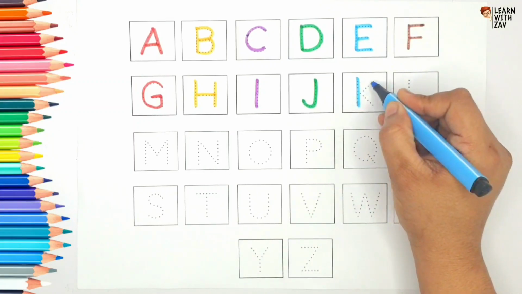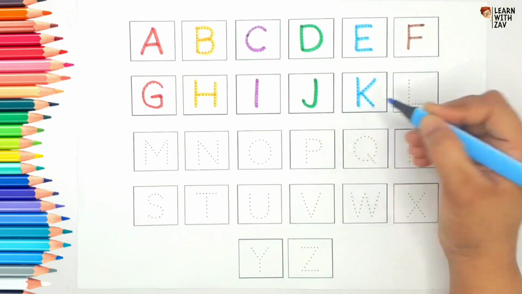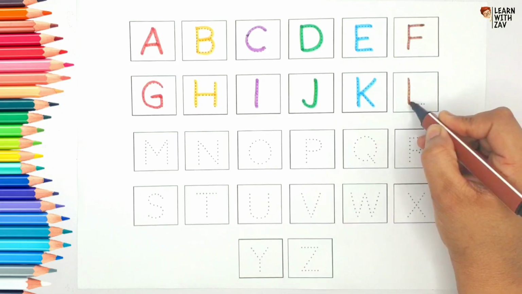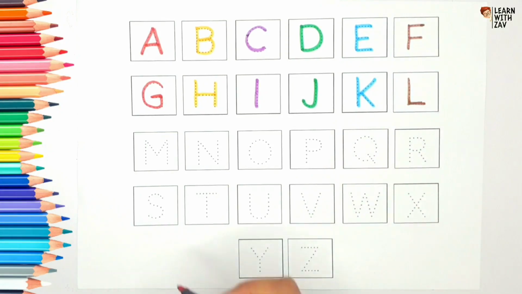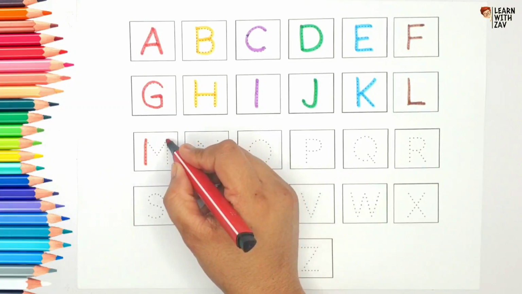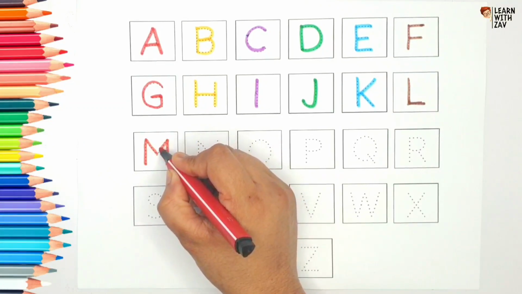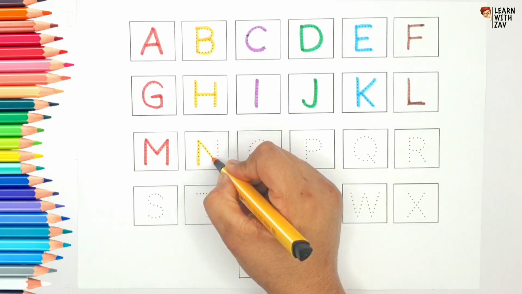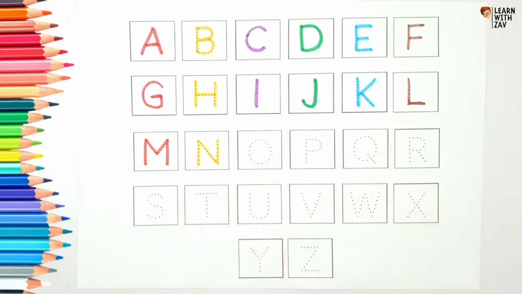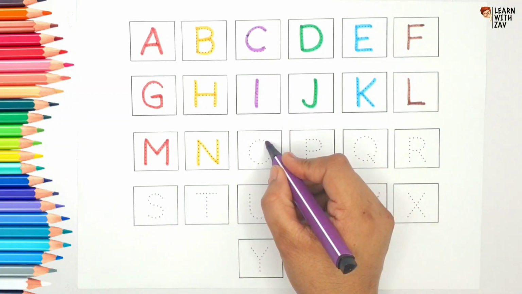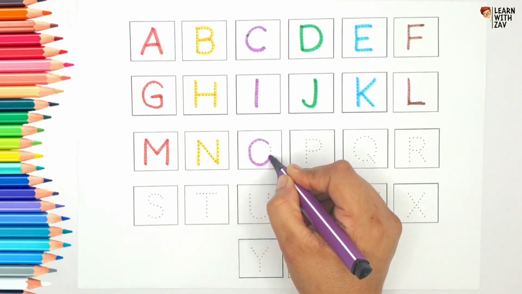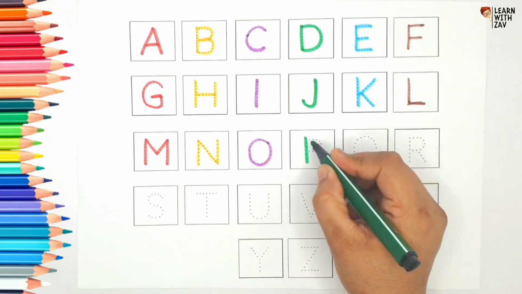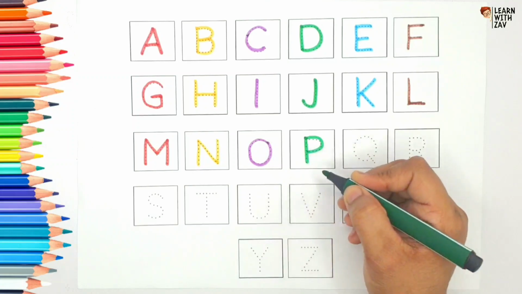K, K for king. L, L for lion. M, M for monkey. N, N for nest. O, O for owl. P, P for parrot.